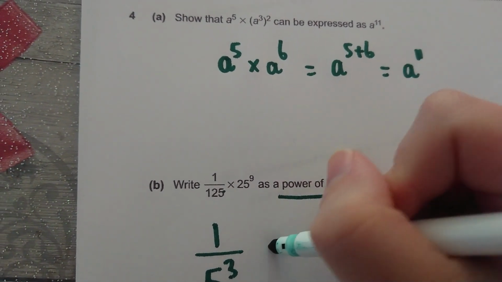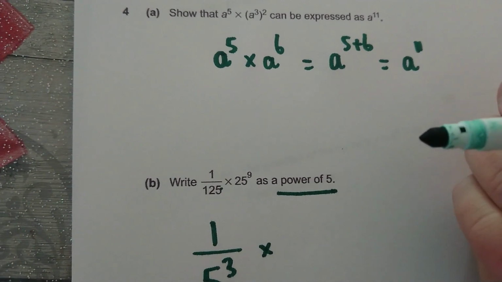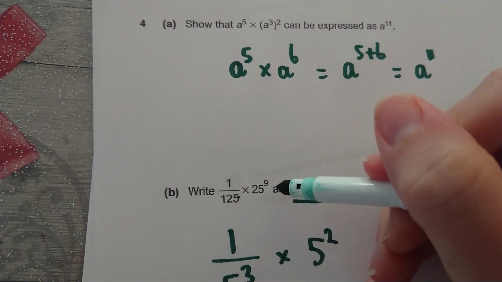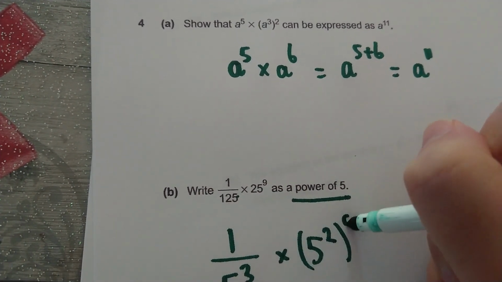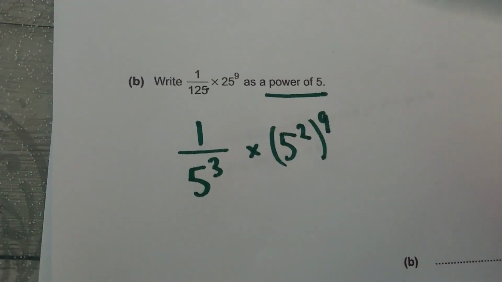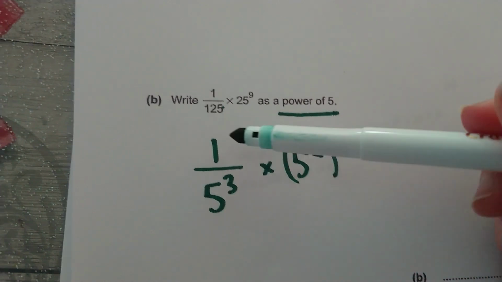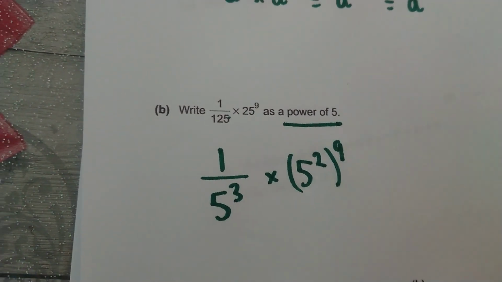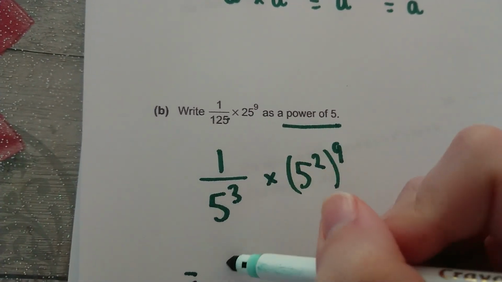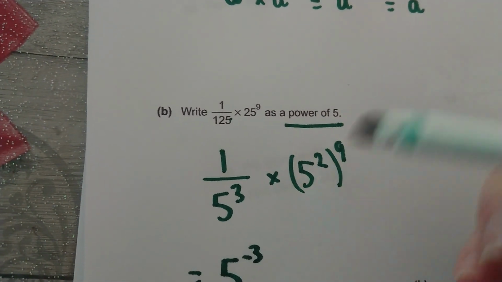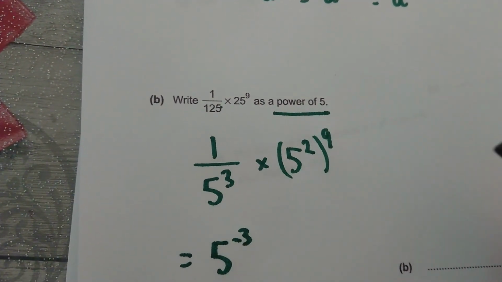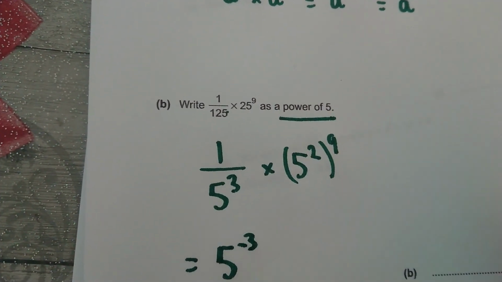This one here is 25. So again, what is that 5 to the power of? Well, 25 is 5 squared. And then that's to the power of 9. Like that. So this brings in negative indices. If it's 1 over it, it must mean that the indice must be negative. So this would mean the same thing as 5 to the minus 3, because 5 to the minus 3 means 1 over 5 to the positive 3. So this must mean 5 to the minus 3.